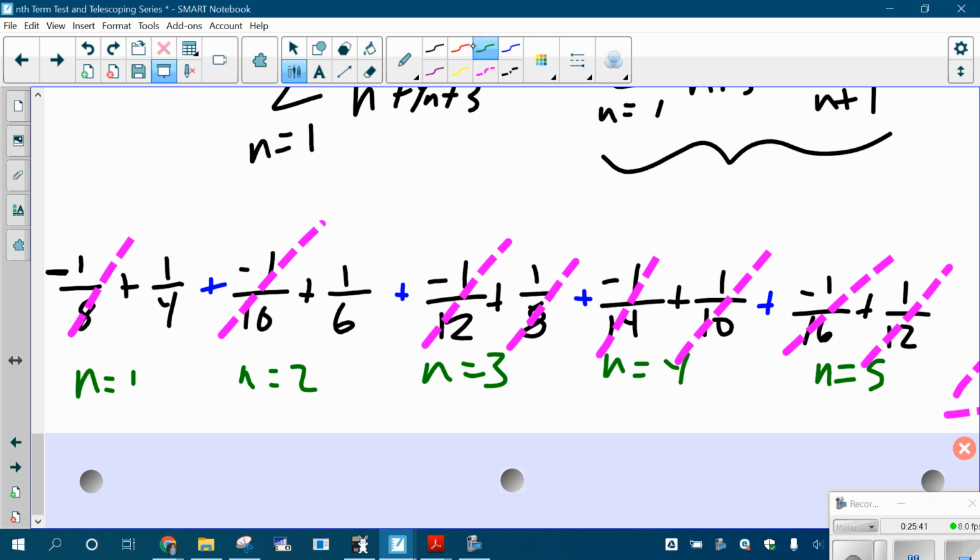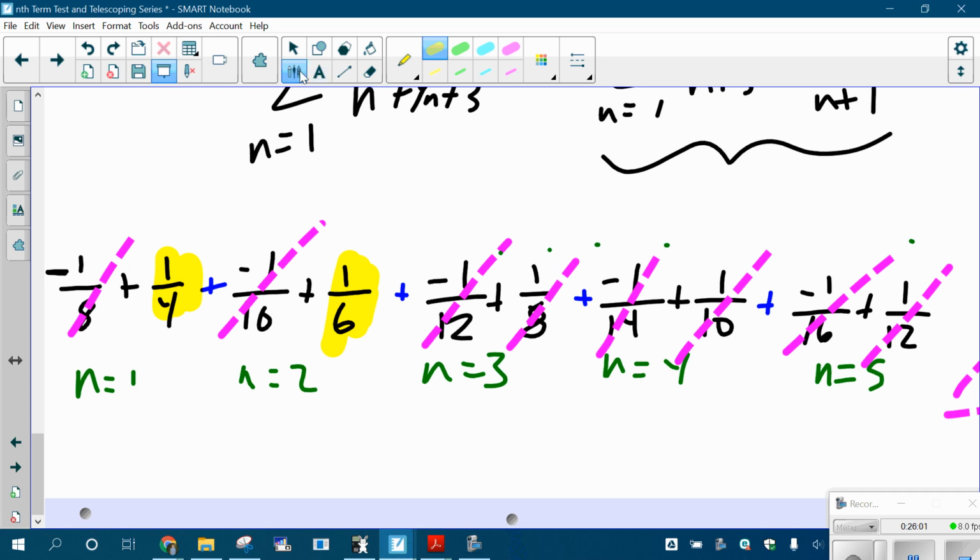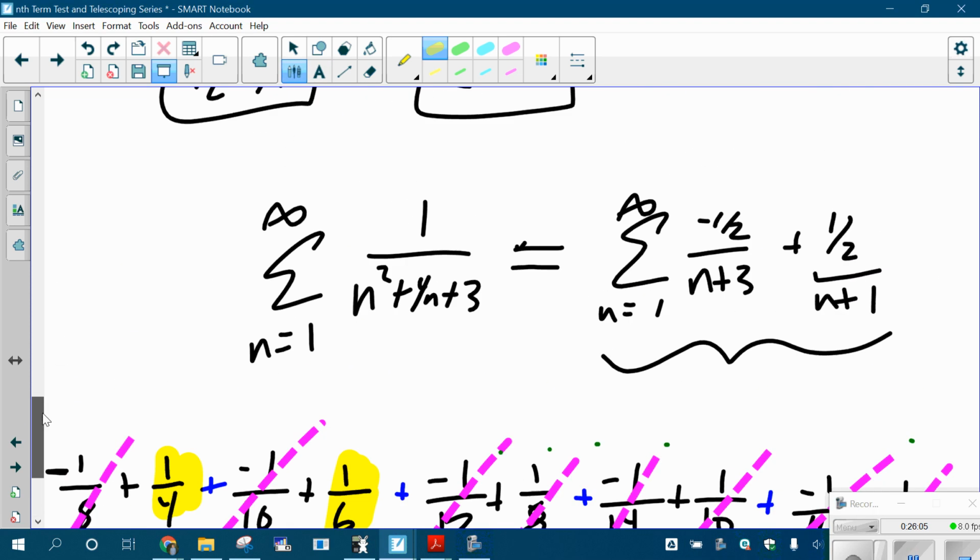In fact, infinitely many things are canceling out. Notice in these last few, everything is canceling out. That's great. Infinitely many things are canceling out, leaving me with a finite number of things. In fact, what I'm left with is this 1/6 and this 1/4. Okay, so that's my answer. What does that series converge to? 1/6 plus 1/4, which is 5/12.